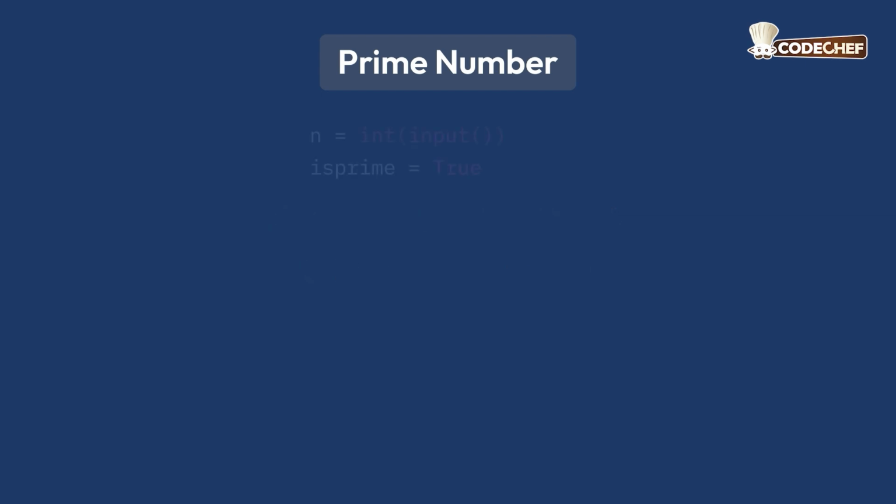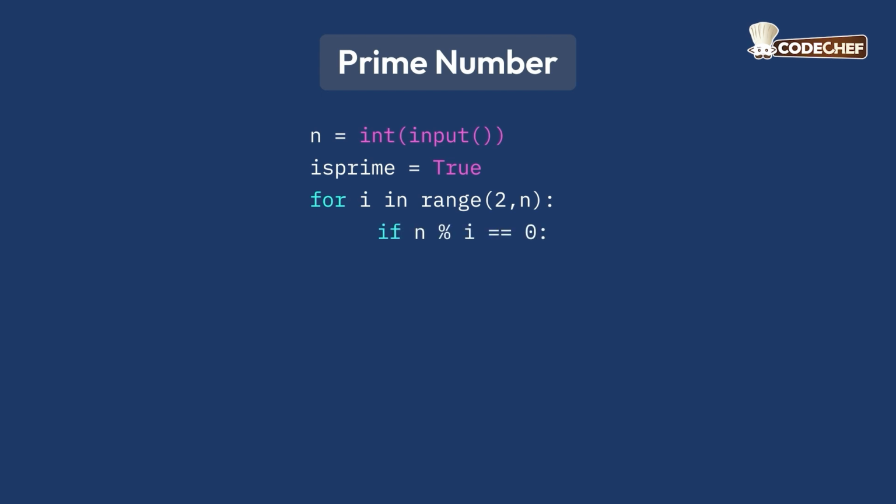Before we start checking, we assume it is prime. We know we have to use a loop that starts from 2 and stops right before n. So we use a for loop where i ranges from 2 to n. Okay, let's enter the loop. Inside the loop, we check if the value of i can divide our number n or not. That is, if n mod i equal to 0.